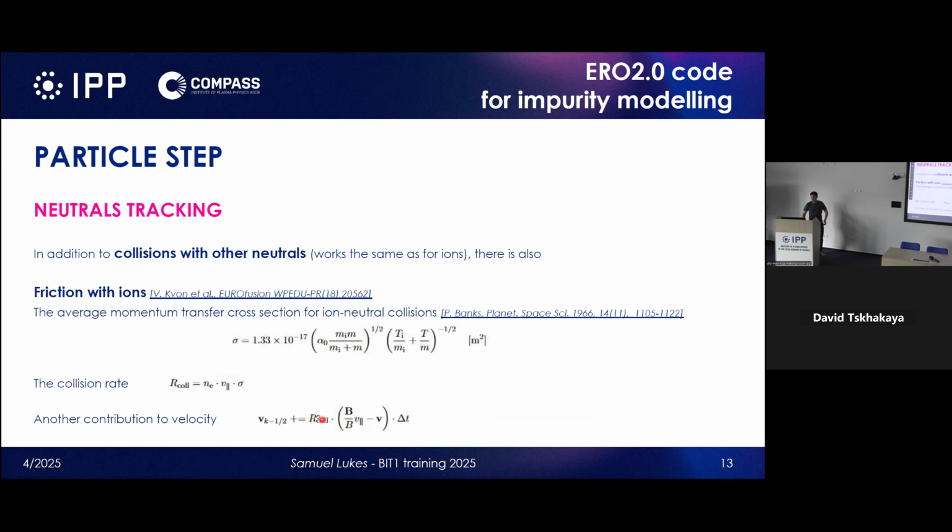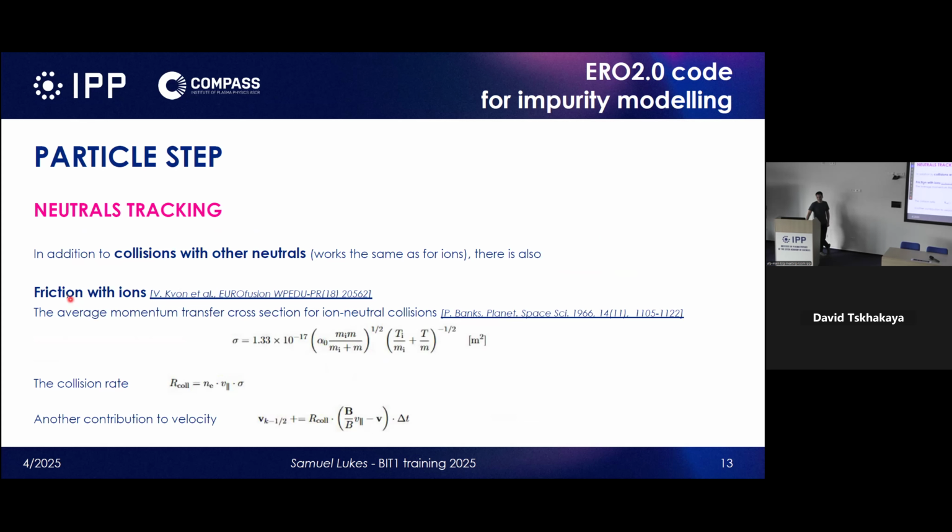This is regarding just the neutrals, when you track only the neutrals at the beginning. So here there is an additional friction force with ions. It's not the usual friction force where the ions are dragged by the background plasma. This is really for neutrals, which can also be affected by that, a hard sphere approximation, kind of.